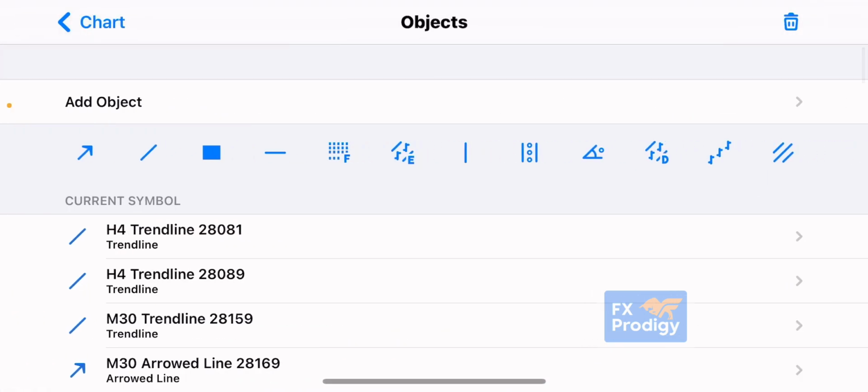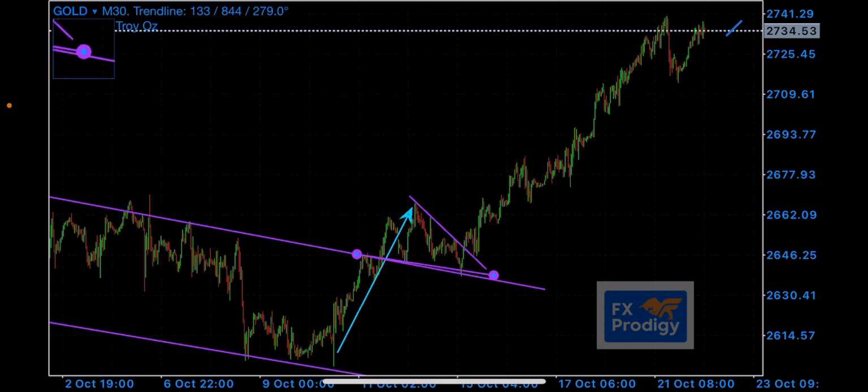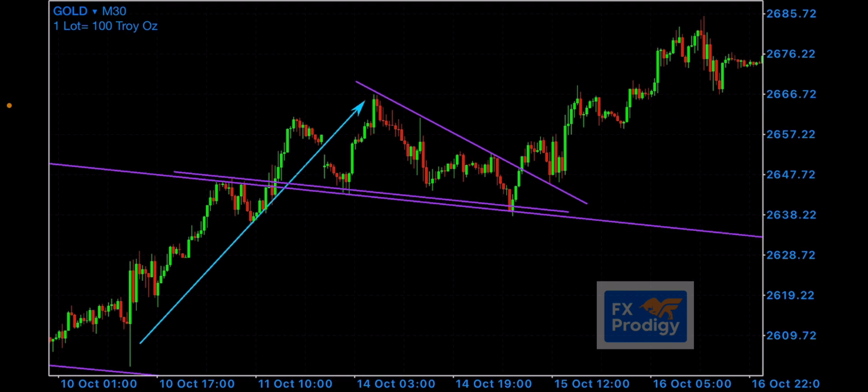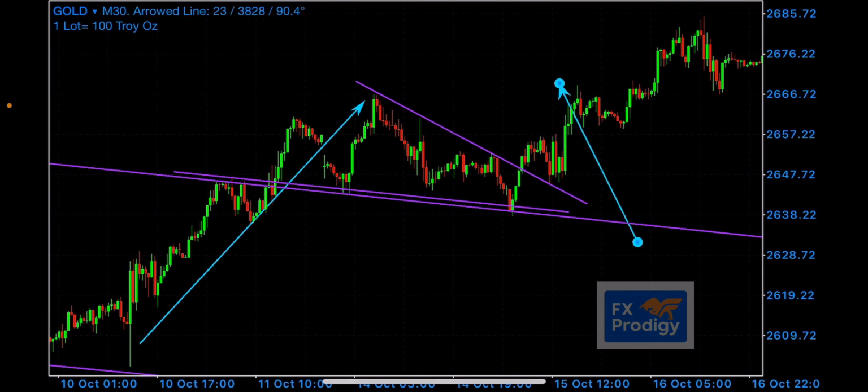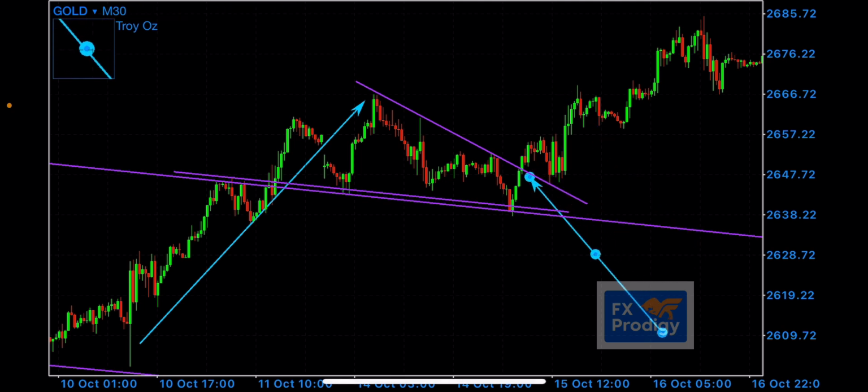It's now a pennant, as you can see. I hope you are seeing it clearly. So our entry point would be just at this break. There are many entry points here, but the aggressive one is just as it breaks here, you enter. This has a larger risk because you put your stop loss just below this low.